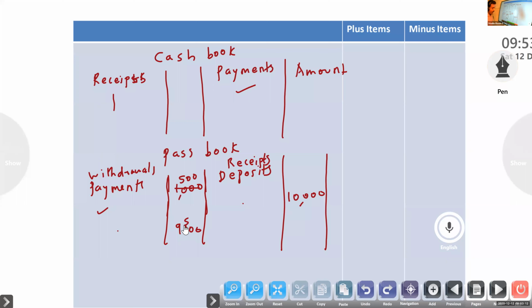Suppose the withdrawal column is overcast. Withdrawal column overcast means like the payment side, we recorded more, so our passbook will decrease. Withdrawal column undercast, then passbook will increase. But if the deposits column is overcast, we wrote more deposit, so our passbook will increase. Deposit column undercast means our passbook will decrease.